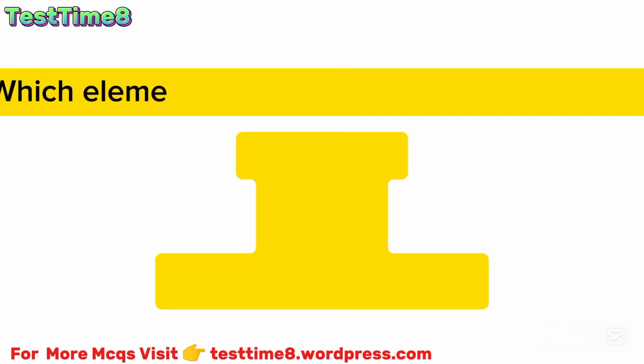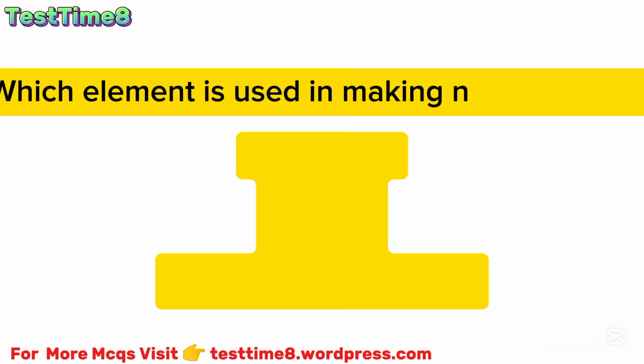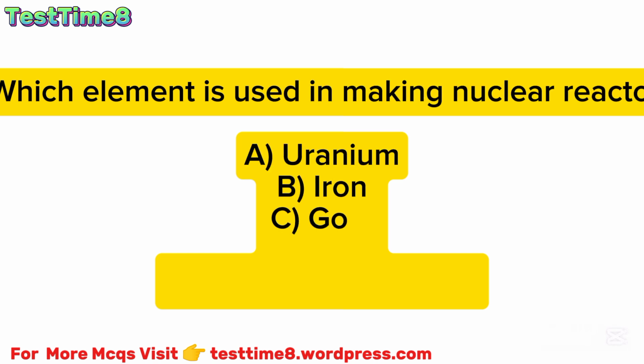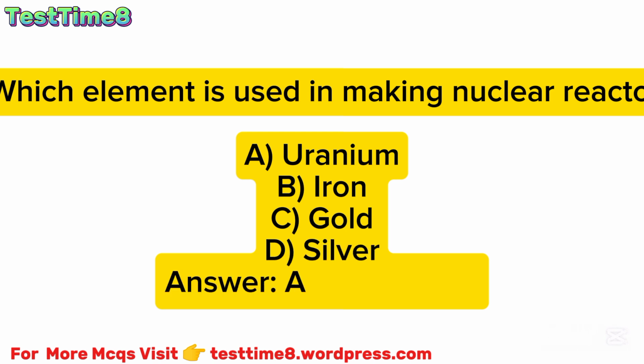9. Which element is used in making nuclear reactors? A. Uranium, B. Iron, C. Gold, D. Silver. Answer: A. Uranium.